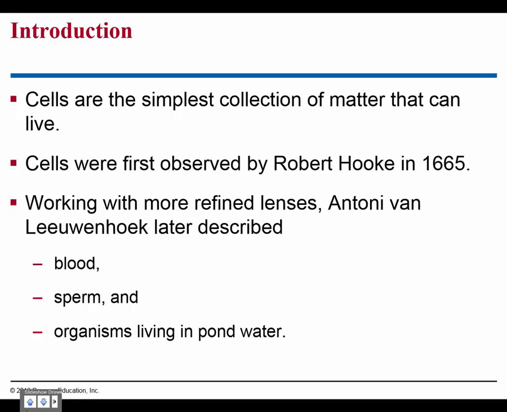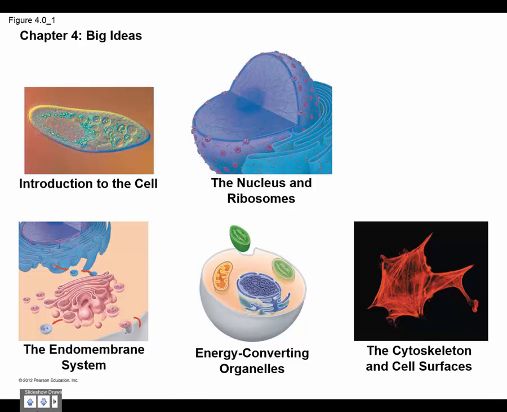So cells. We're going to talk about different parts of the cells. They were first observed by Robert Hooke. He made a very basic microscope. And the first ones you were able to see were blood, sperm, and small organisms living in pond water.